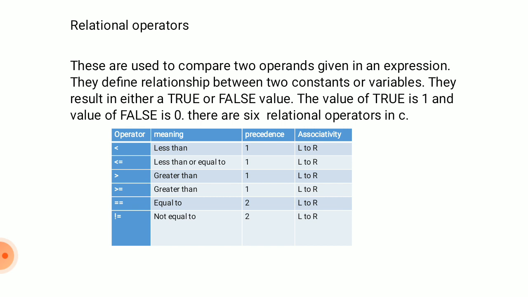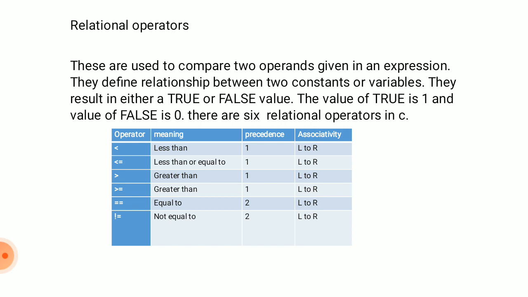And the result of the expression will always be true or false. True means the value 1, false means the value 0. So basically, relational operators are used to compare two operands in an expression.